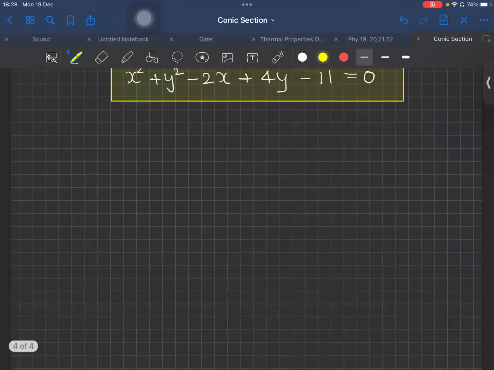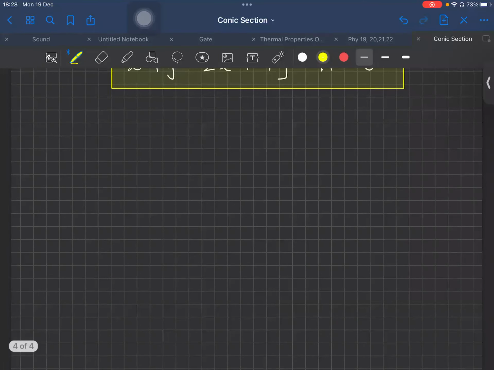Acha, before we go to the problem, let's understand one property of circle. See, there are a lot of properties, a lot. But according to your CBSE syllabus, we'll discuss only few points.